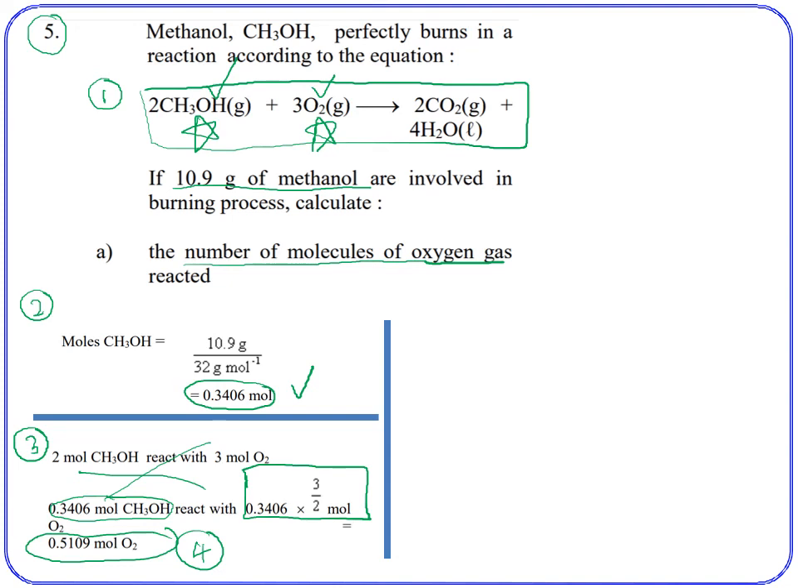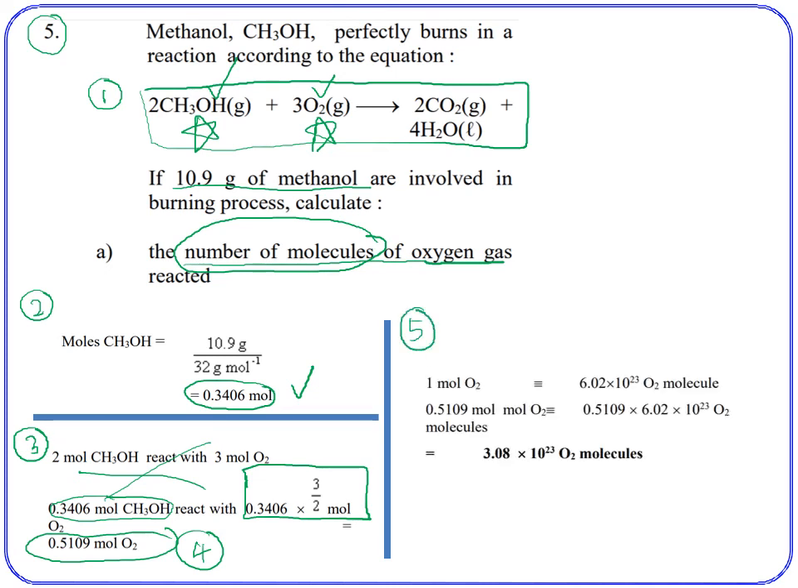After we get the number of mole, this time the question is asking us to determine the number of molecules, which means number of particles. So if you have the number of mole and you need to determine the number of particles, we are going to multiply with the Avogadro constant. Number of mole multiplied with Avogadro constant, then this is the final answer, 3.08 × 10^23 oxygen molecules.